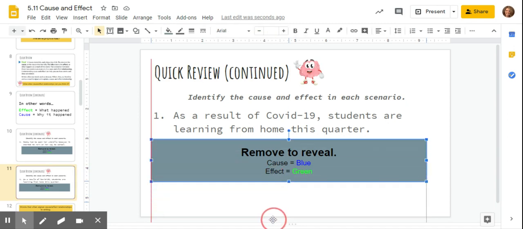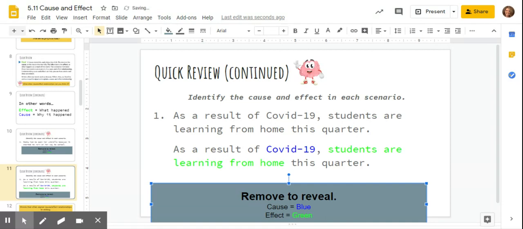Let's check your thinking. All right, so we said the effect, the green, is that students are learning from home. Yes, that is what happened. That is what is going on. The cause, why? Why are they learning from home? Well, COVID-19 has us all kept at home, right? If you got that one correct, give yourselves 2 claps and a Superman.